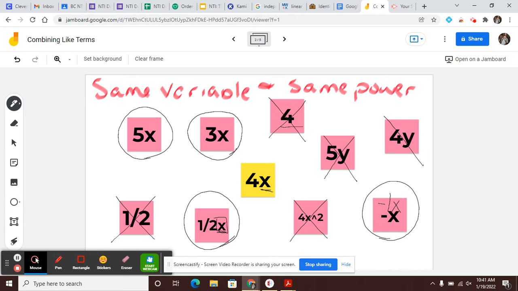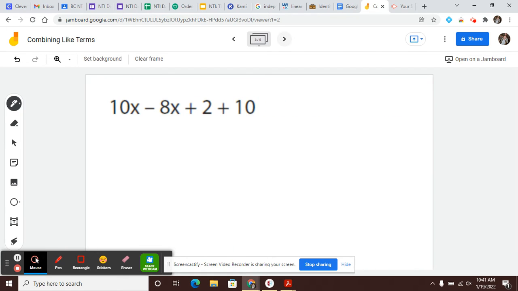Going into the next step, and this is all review, we're now going to talk about how to combine like terms. The first thing I do, literally every time, is sort through to figure out what my like terms are. So we're going to do this just a little bit darker. I'm going to do it in red just to sort it.